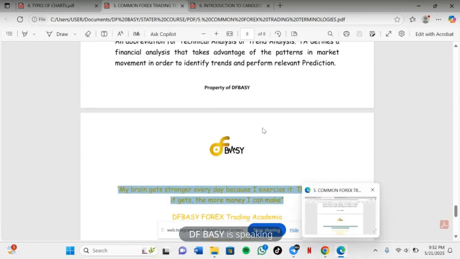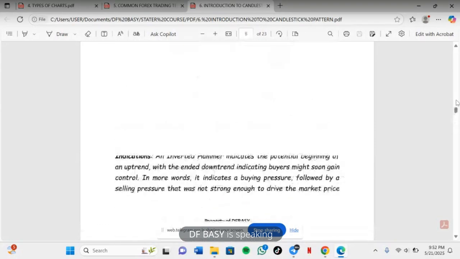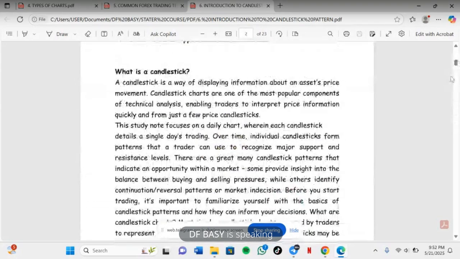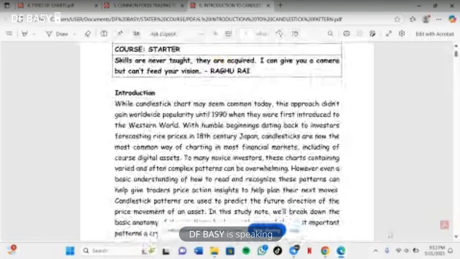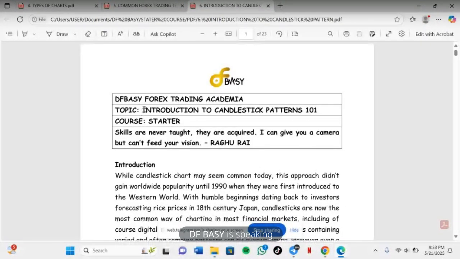Then let's move over to the introduction to, where's my mouse? Alright, I think we're gonna finish this today because it's going to be an hour. This is 9:53. Introduction to candlestick patterns 101.